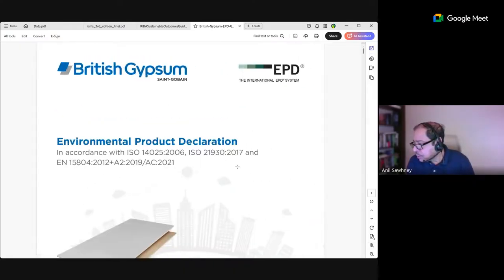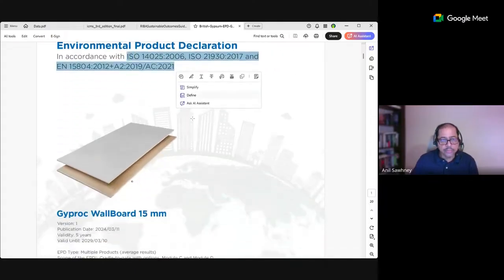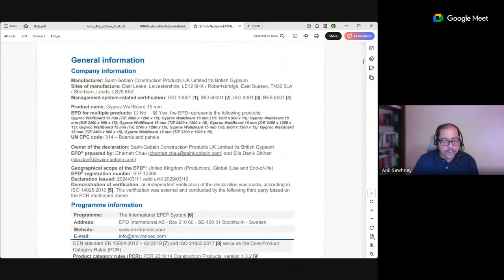Luckily for plasterboard, or gypsum board or drywall, whatever you want to call it, Saint Gobain or British Gypsum publishes an excellent EPD. This EPD also complies with all international standards. It is for a wall board that is 15 millimeters thick. It's called Gyprock. And we've got to search for a few things here.